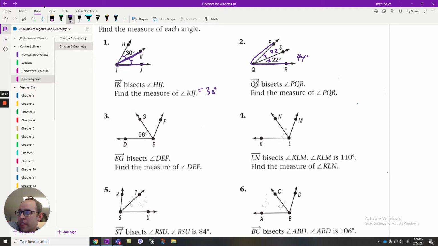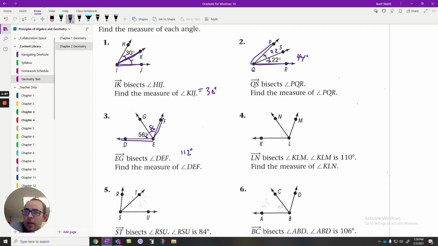As we come down here, EG again bisects, so these two guys are the same, which means I've got a 56 here, right? That's what it means. So if I want to find DEF, D to E to F, that's both of them. So I can add the 56 or times it by 2 and get 112 degrees.